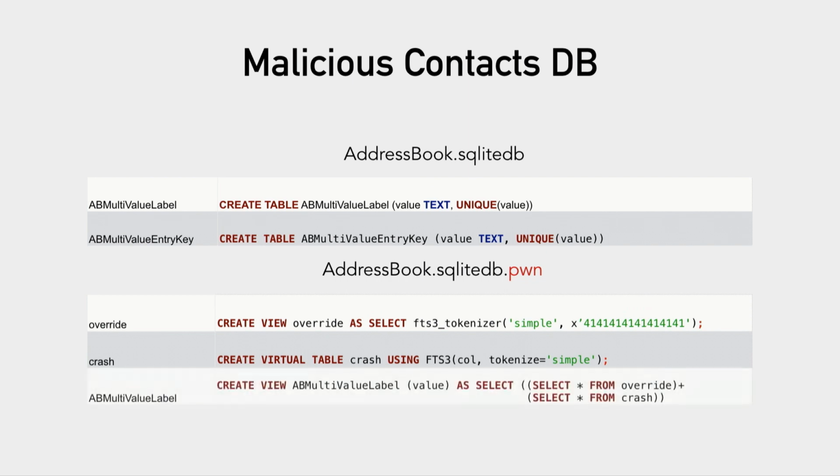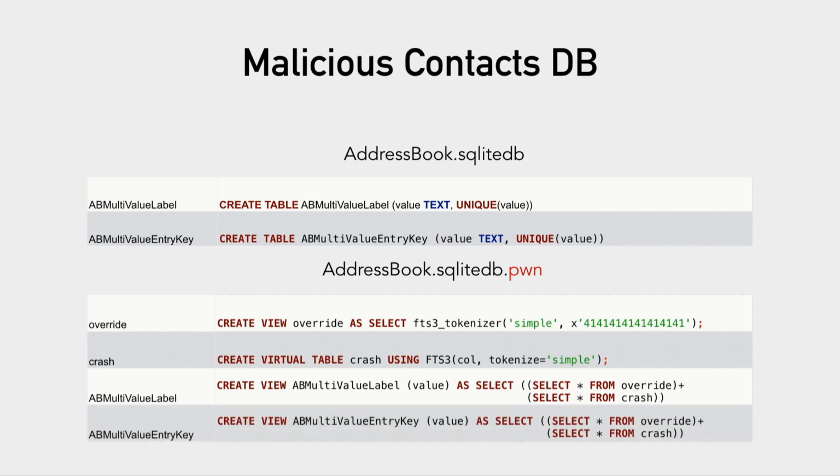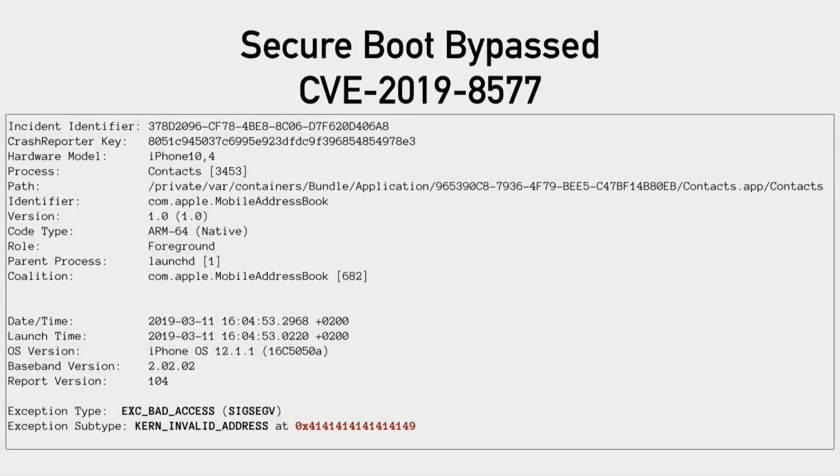And now what we're going to do is go over each and every one of the original tables, and using query hijacking, we are going to rewrite them as views, redirecting the execution to our malicious DDL statements. So you see we select from override, and then we select from crash. And then we do it for the second table as well. And we reboot, and secure boot was actually bypassed, and we got the following CVE.